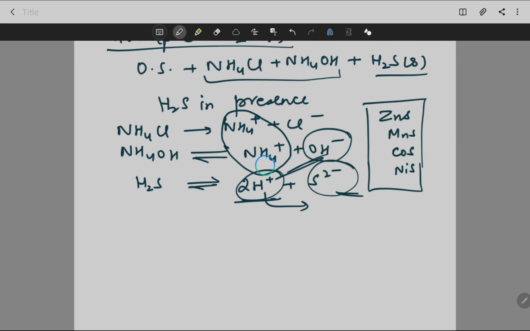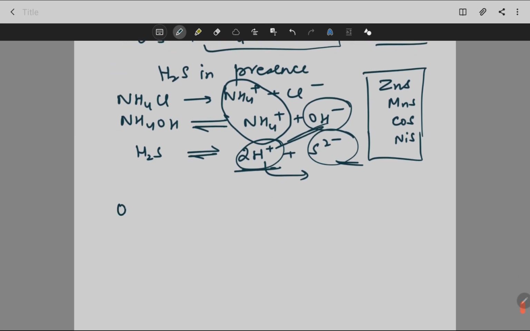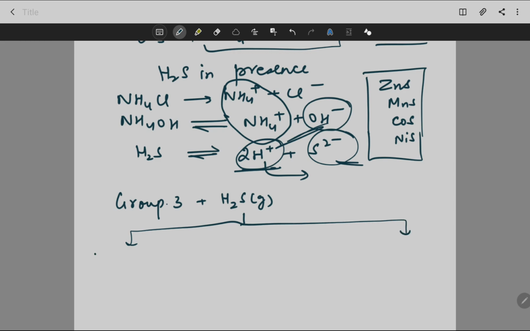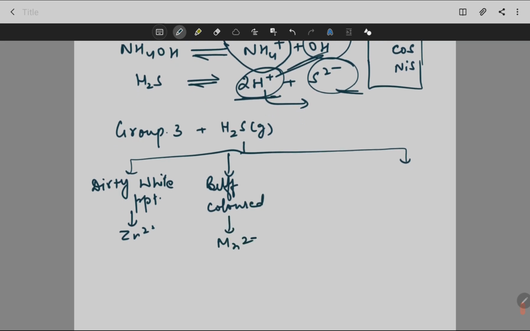Now the next is, what type of precipitate do we get? So we took the group 3 solution. For group 4, how are we proceeding? We are taking group 3 solution itself, and in that we have passed H2S gas. And after passing H2S gas, there are possibilities: we may get dirty white precipitate. If we get dirty white precipitate, it means it is Zn2+. If we get buff colored precipitate, it means it is Mn2+.